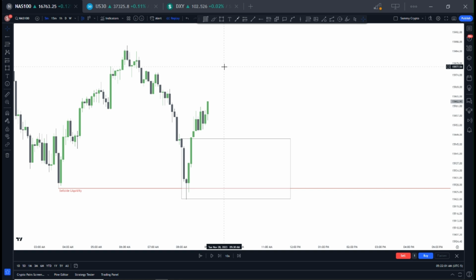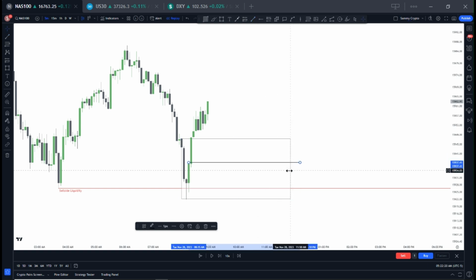What do I mean by impulsive candles? You can see this candle leaving this area is impulsive. You have this green candle, the second green candle, leaving a fair value gap. Now, if there's anything you want to do there, it is to use this fair value gap as your entry.